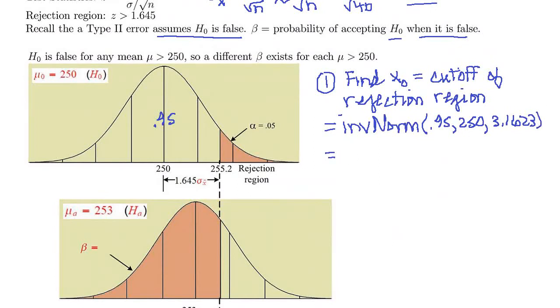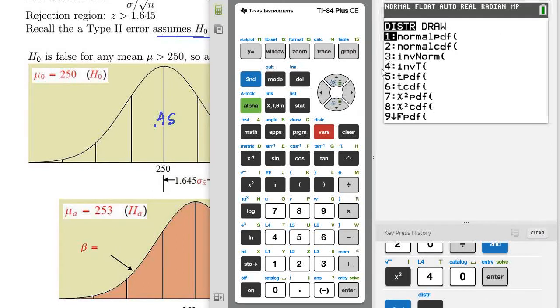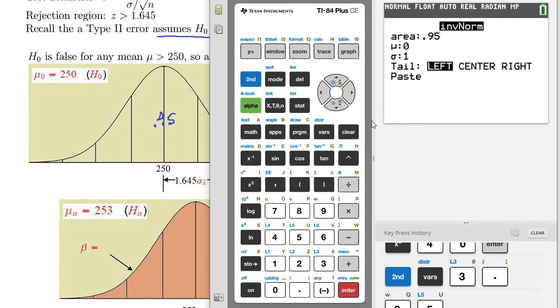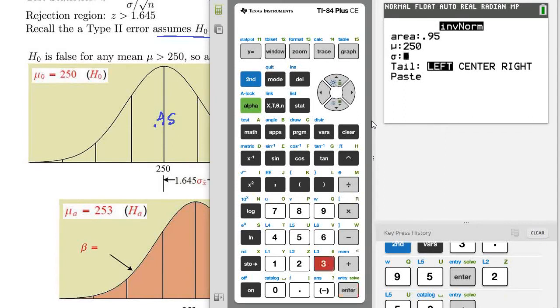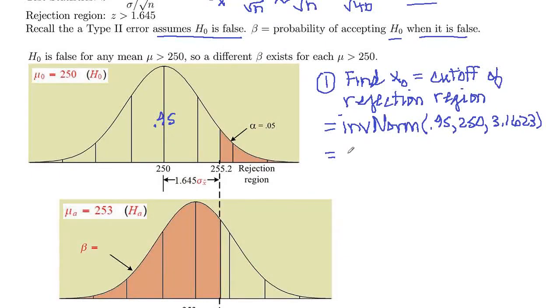And let's go ahead and compute that. So second variables, we want inverse norm, number 3. Left area, 0.95. Mean, 250. Standard deviation, 3.1623. Make sure it's left that's checked, 255.2. So that's this value here. That's how we got that. So find the x value for the cutoff of the rejection region.